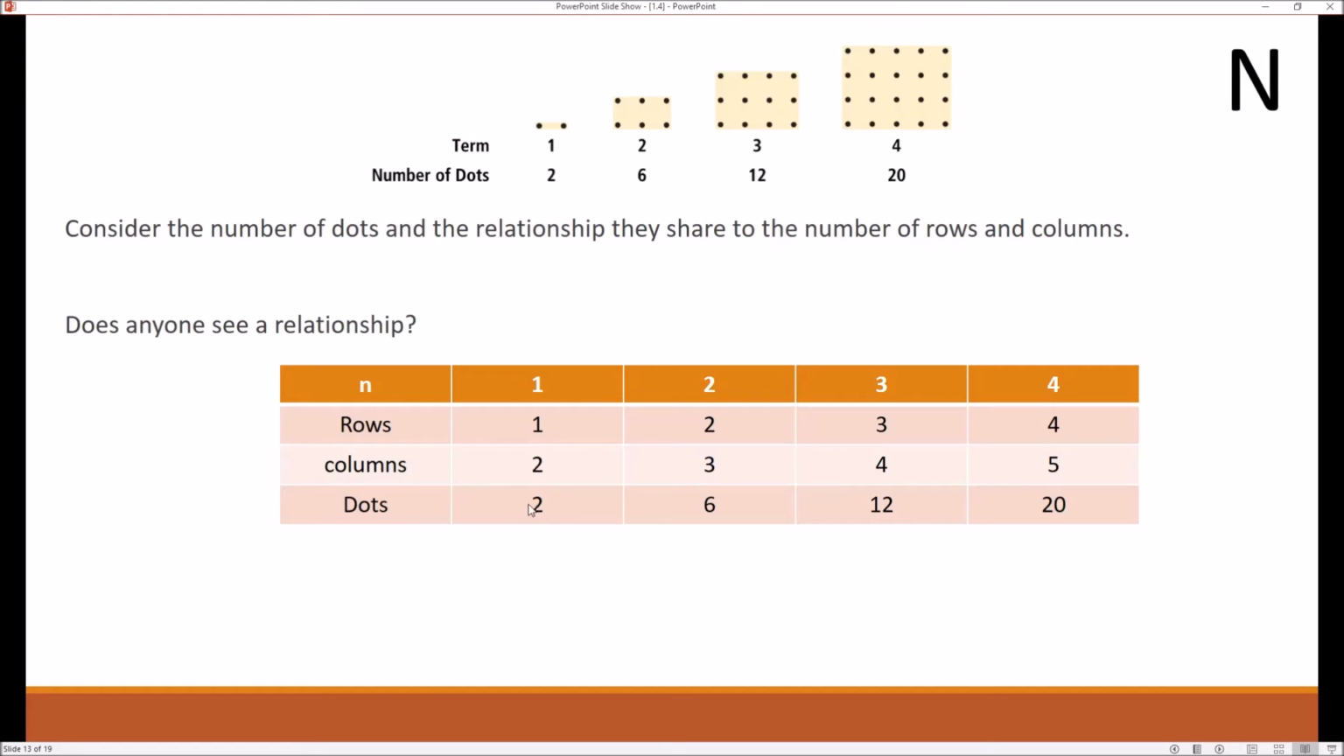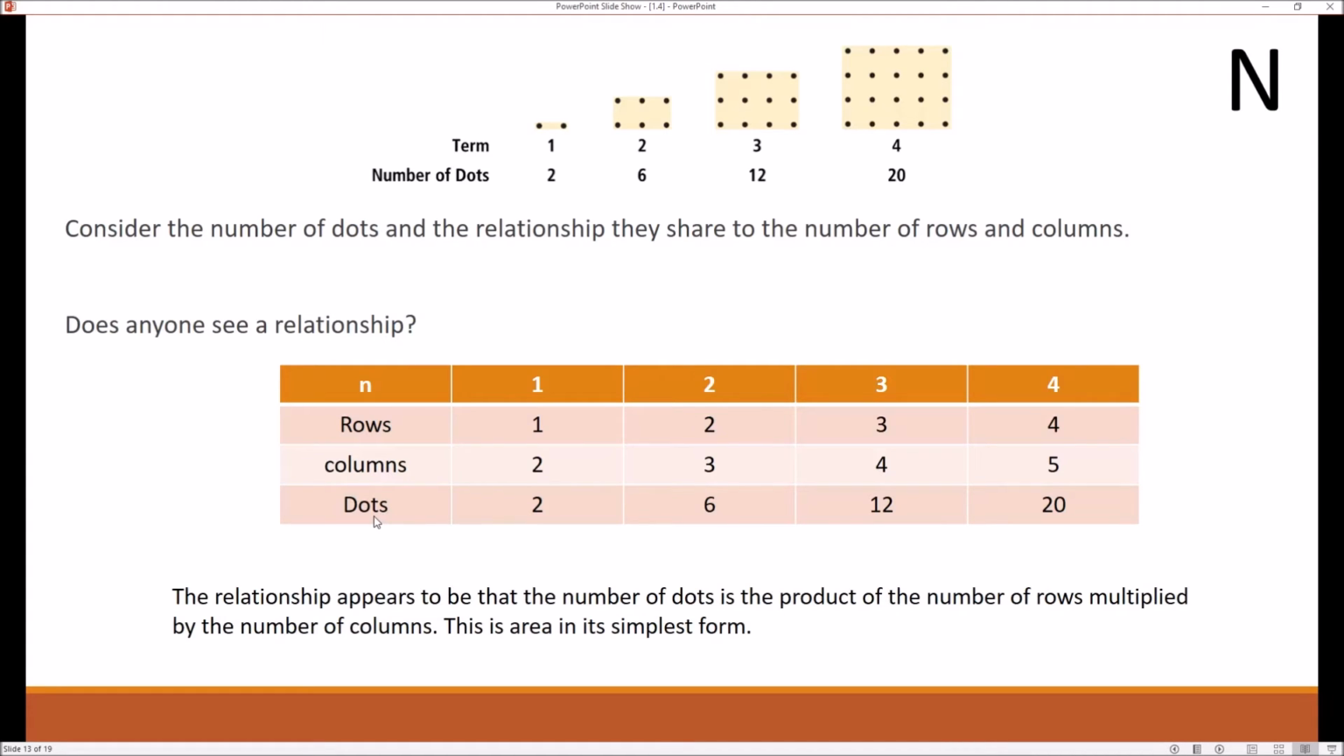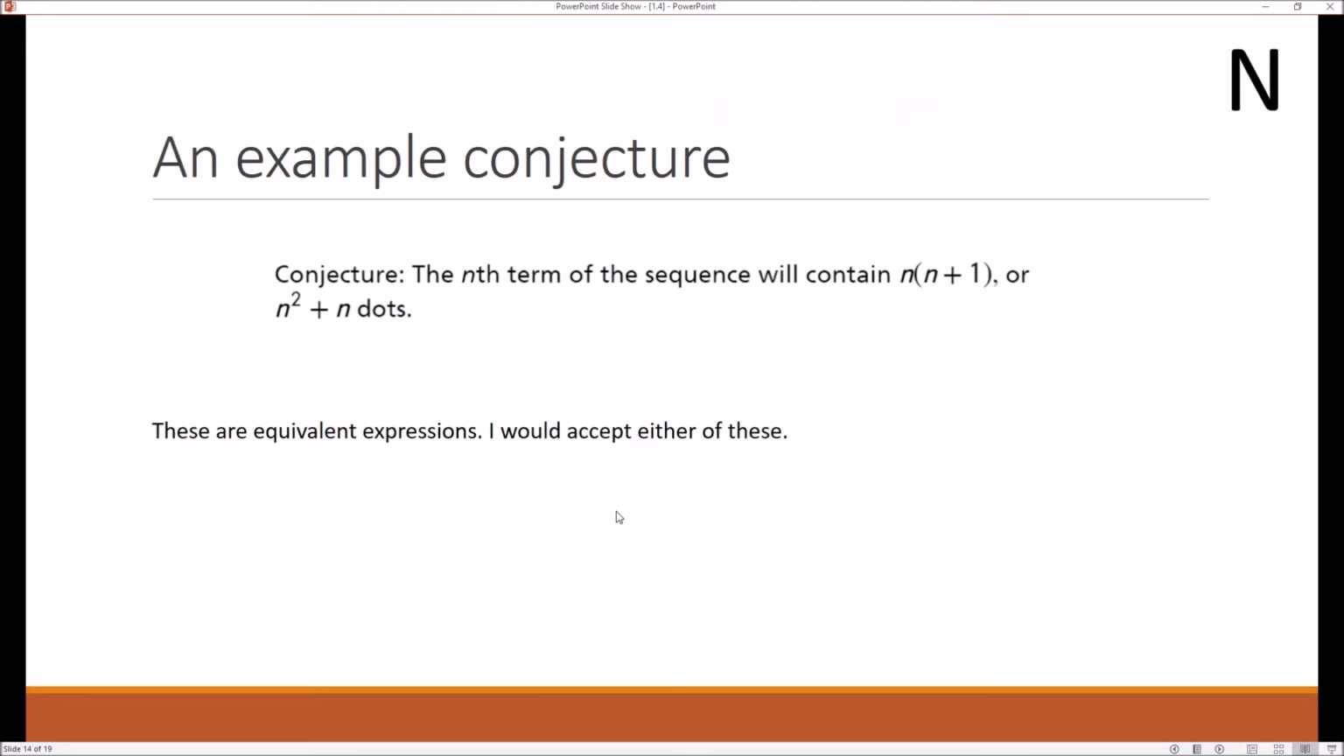So now that we're seeing it, now we're starting to get a pattern here. And our pattern is the number of rows times the number of columns is the number of dots. This is just area. This is exactly what area is. Length times width. So if I do length times width, I have 2 times 3, and that's 6. So when my term is 2, I multiply it by the number of columns, and I get my number of dots.